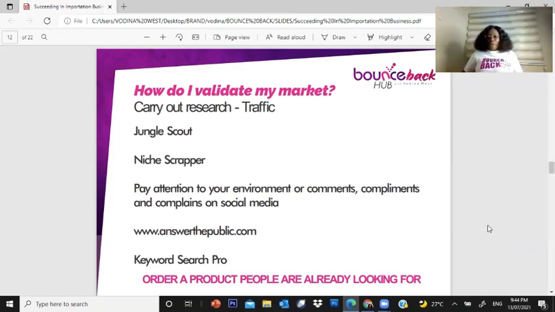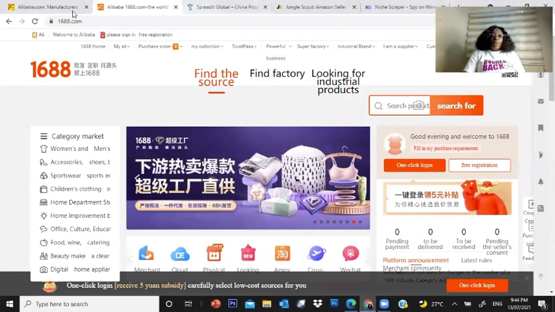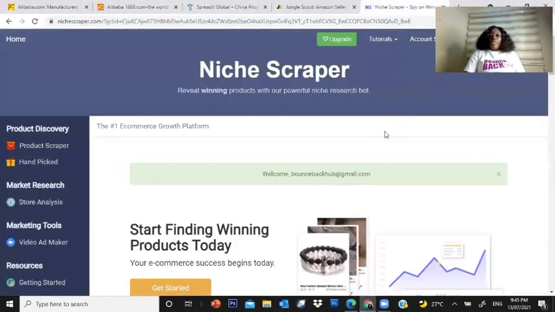Now, this is not the only way to find out. There are so many ways to find out. When I say research, you have to search and research and research until you are convinced that the product you want to buy is either in demand, it's going to solve a problem, or it is needed. We also have Answer the Public, amazing tools. I'm going to show you all that. There are existing websites that you can go and visit to get all this done. So that is Niche Scraper.